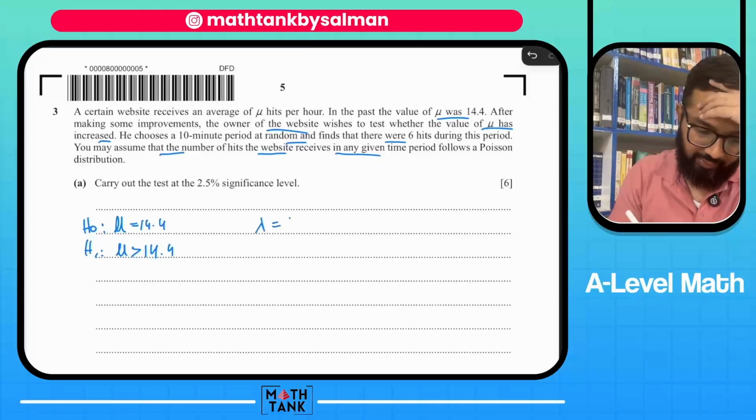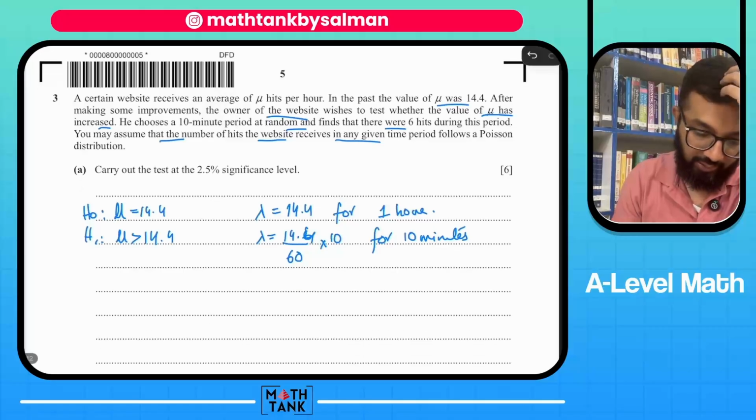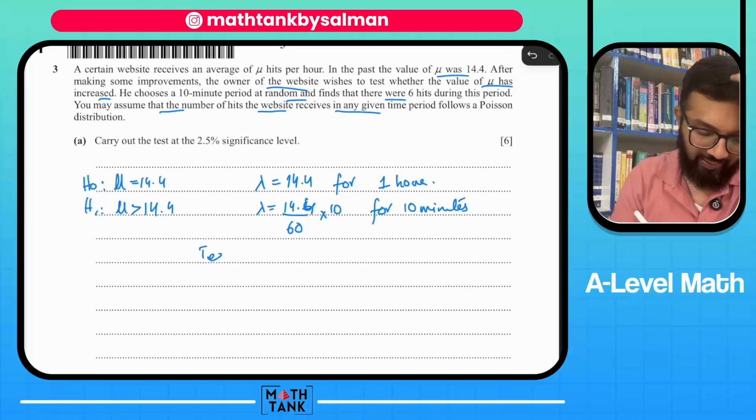So lambda is 14.4 for 1 hour. For 10 minutes it is going to be 14.4 divided by 60 multiplied by 10. I don't know the number, I'm going to calculate that. My test statistic is 6.